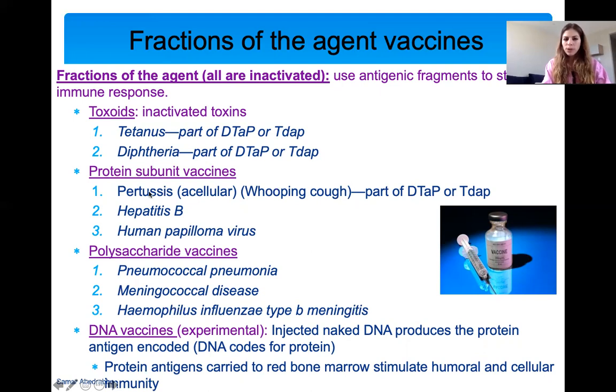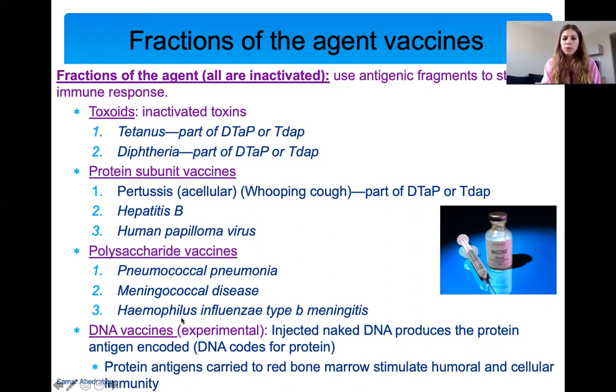There's protein subunit vaccines. These are vaccines where you take certain proteins of the viruses and you create vaccines. So pertussis, which causes whooping cough, hepatitis B affects the liver, human papillomavirus. Scientists figured out certain protein subunits of these viruses that will mount an immune response. So that's what we use in the vaccine.